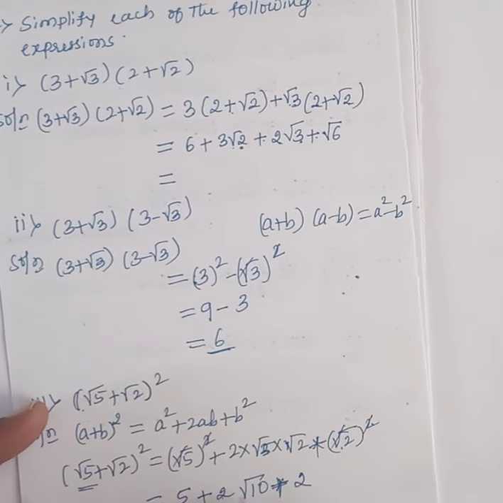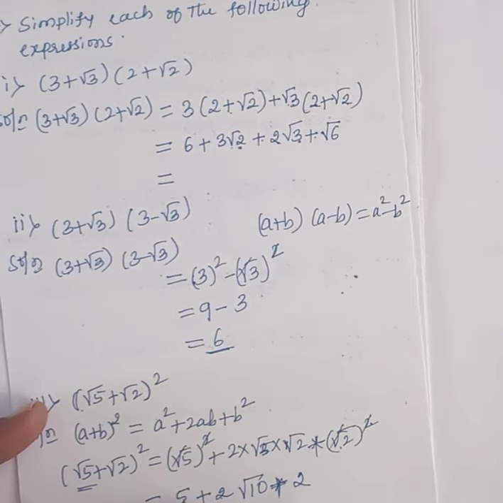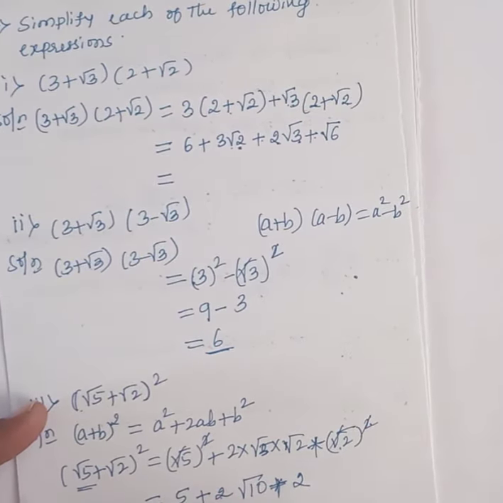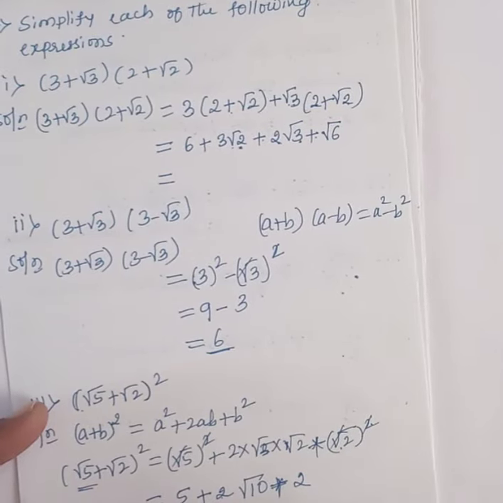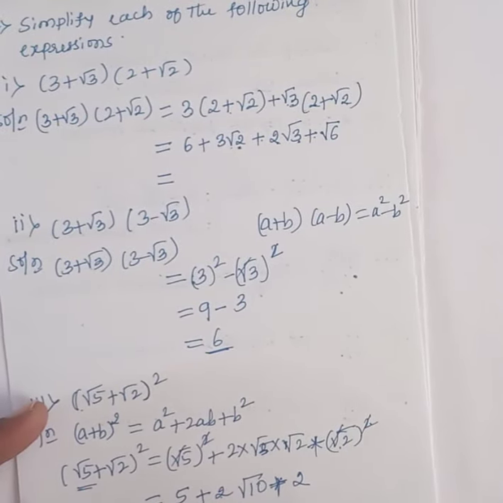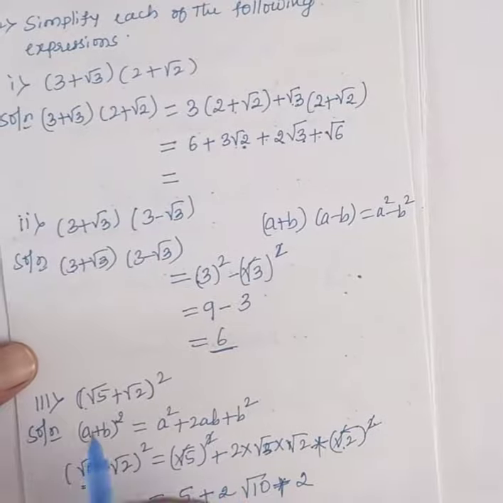Now 2 root 10 is one term, 5 is one term, 2 is another term. 5 plus 2 we can add, these are like terms, so 7 plus 2 root 10. This is the simplest form of this one by using the identity.